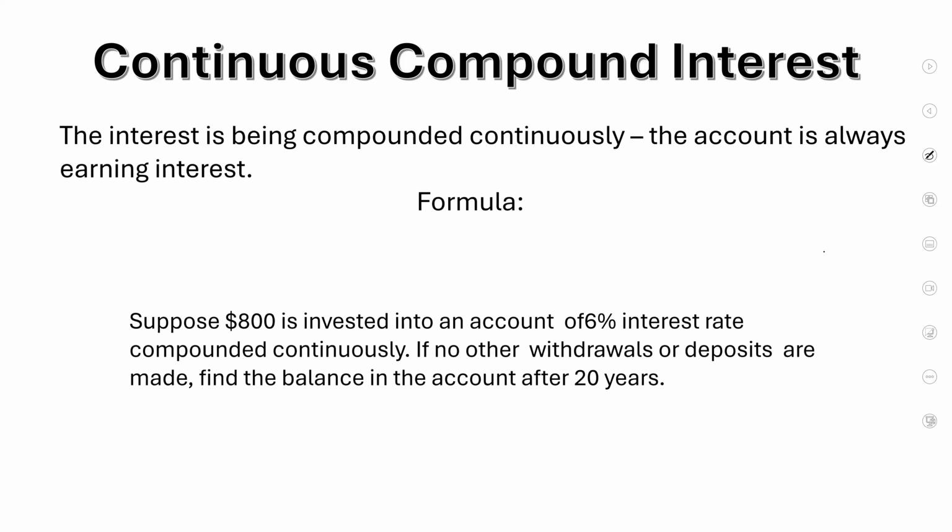Continuous compound interest. That is interest that is compounded continuously. That means it's always earning interest. So this is the formula: the principal times e to the power of r times t. P still stands for principal. Your r is still your rate. T is still time. E is a number approximately 2.7, right?